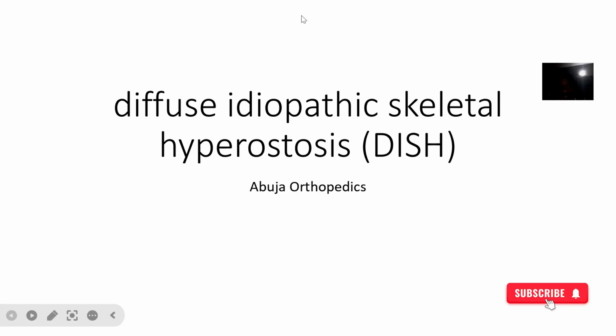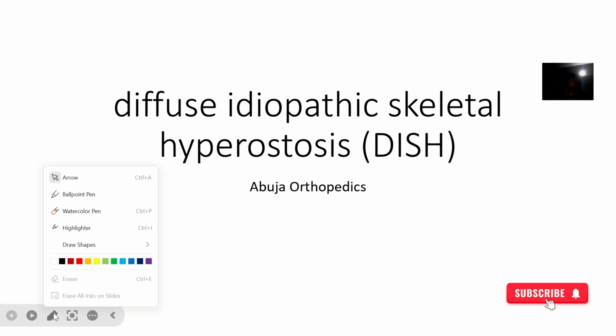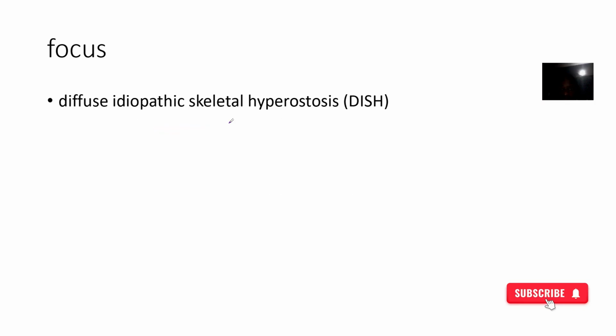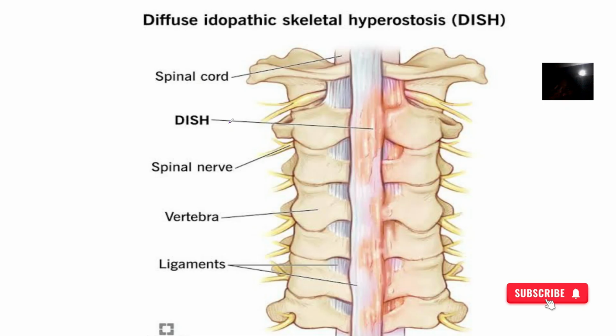Now we're trying to look at another skeletal system issue. So this one is what is known as diffuse idiopathic skeletal hyperostosis. Diffuse idiopathic skeletal hyperostosis. All right. So what is it?